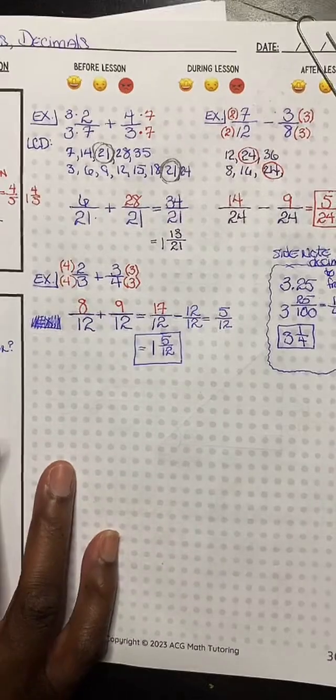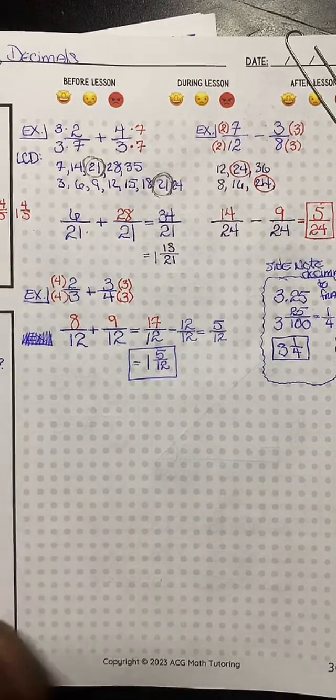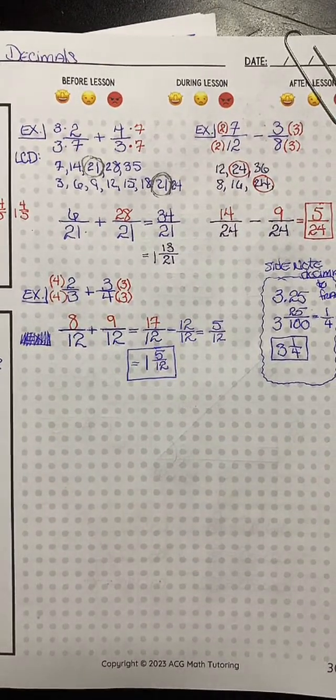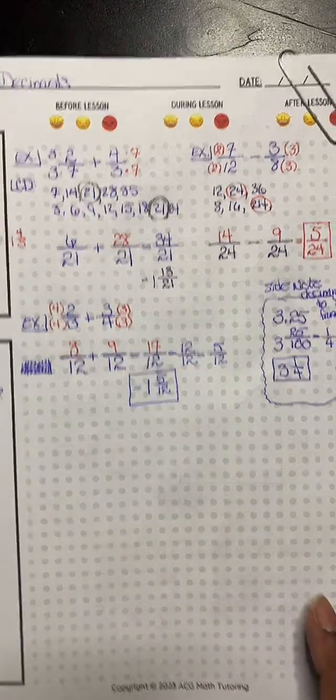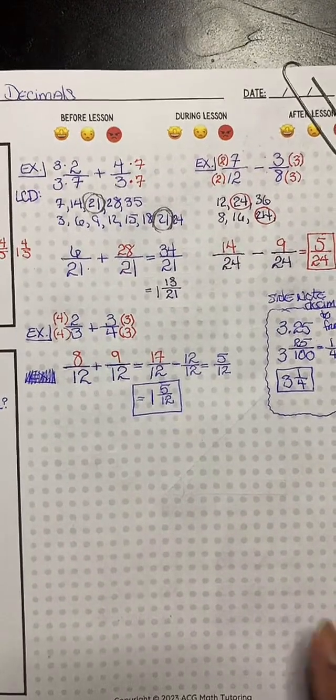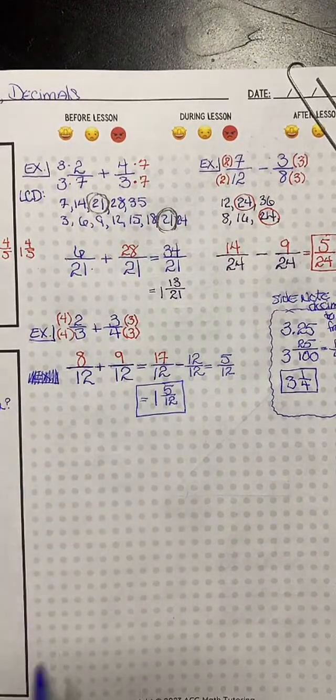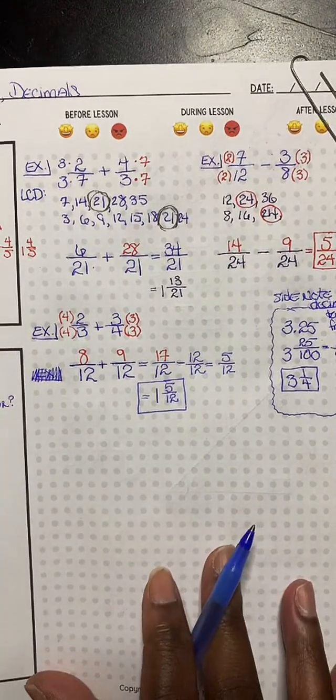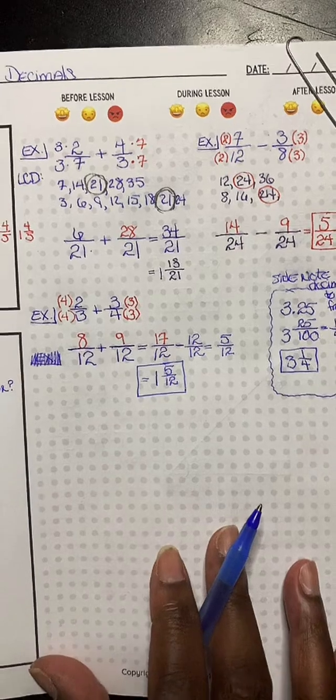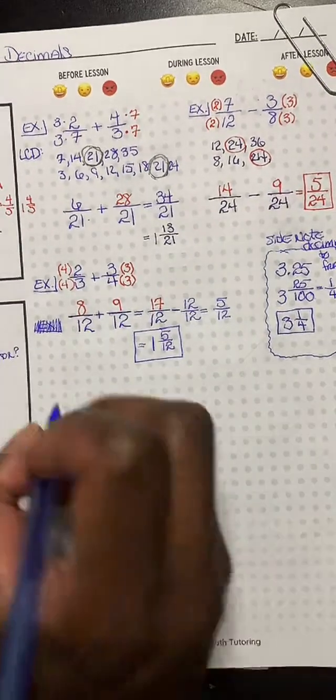All right. So now let's get with some multiplying. Let's do some multiplying. Because we can get the addition, we can get the subtraction. The key thing is you have to have a common denominator. Now, when we're doing multiplication, let me put it down here.